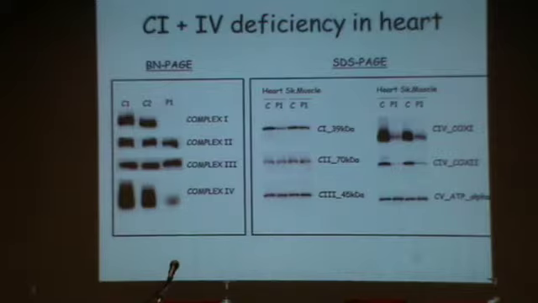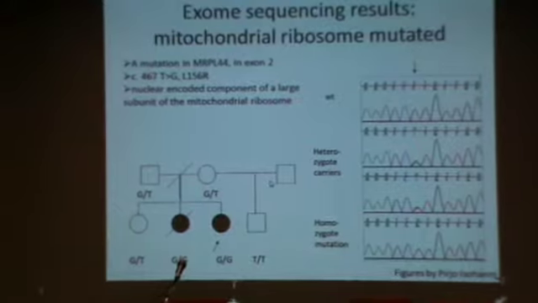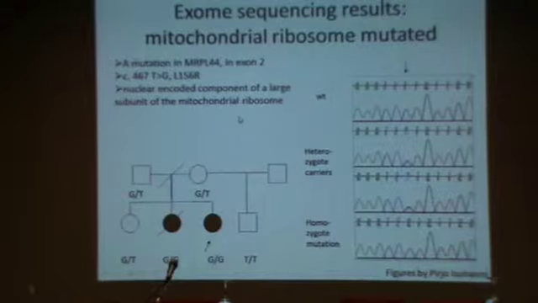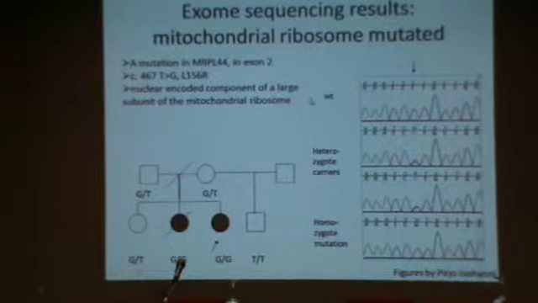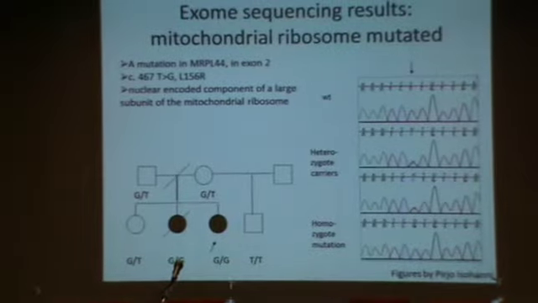Also in this case, we found in this patient, who had a severe disease, a complete complex 1 deficiency, and also a very severe complex 4 deficiency. So it was clearly a respiratory chain defect. And when we did the exome analysis, we could find mutations in the mitochondrial ribosome, the L44 subunit. And this seems to be an emerging gene.